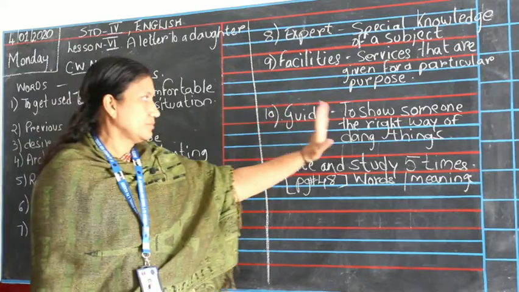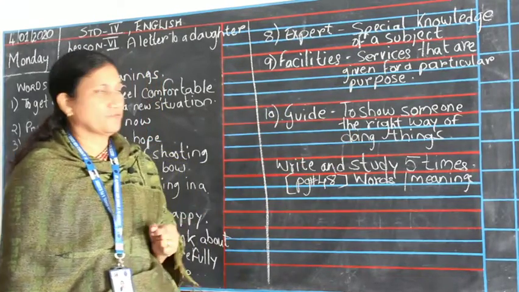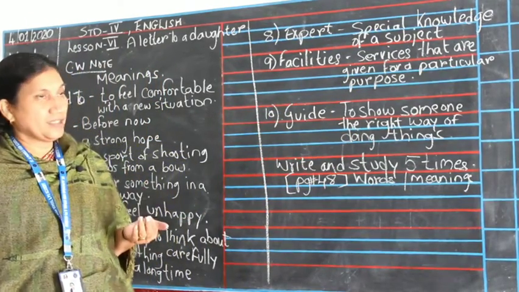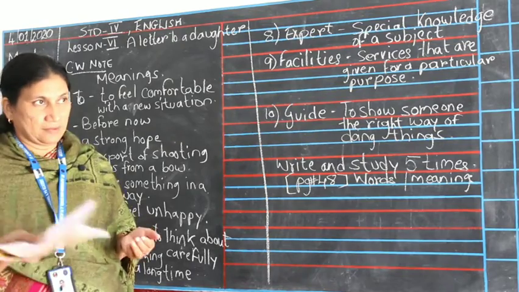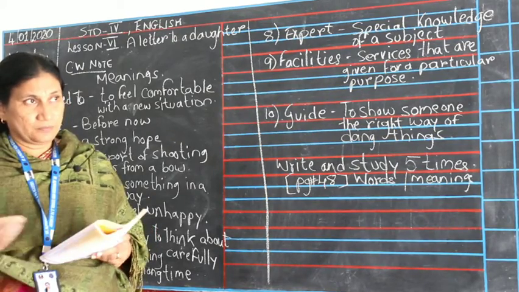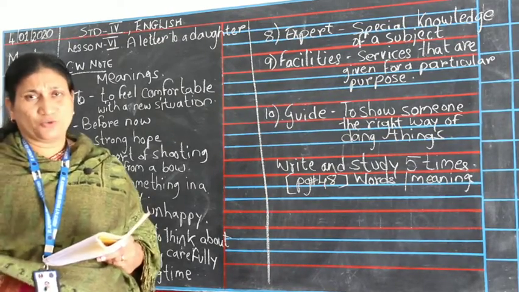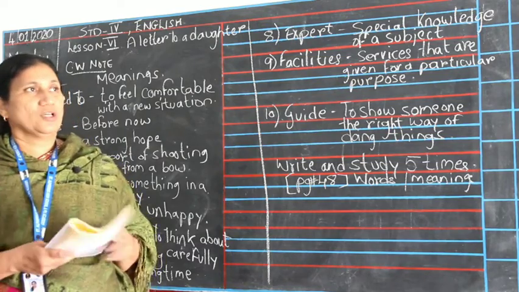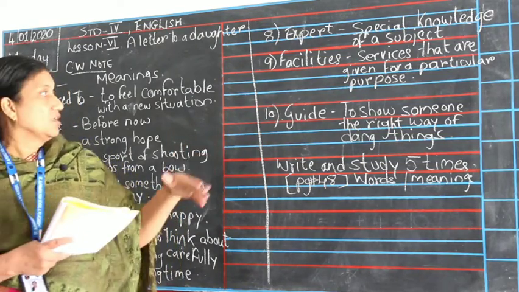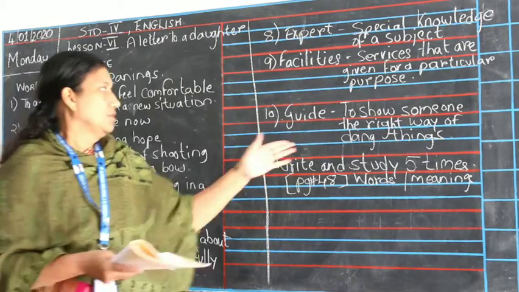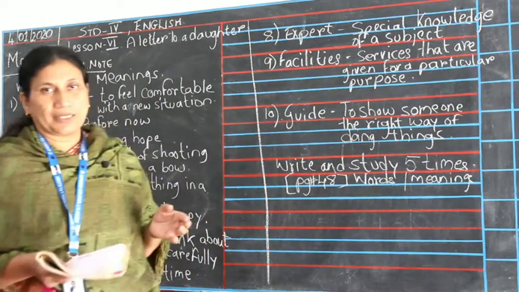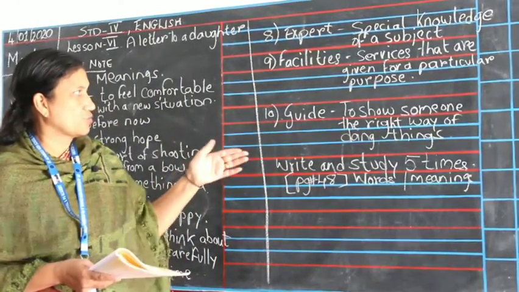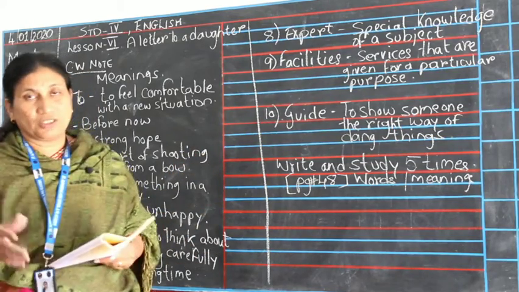Guide, to show someone the right way of doing things. So when you guide somebody, somebody comes and asks you, where is the hospital, where is so and so school, you tell the person to go this way. So you guide a person showing the right way. So you guide to show someone the right way of doing things.